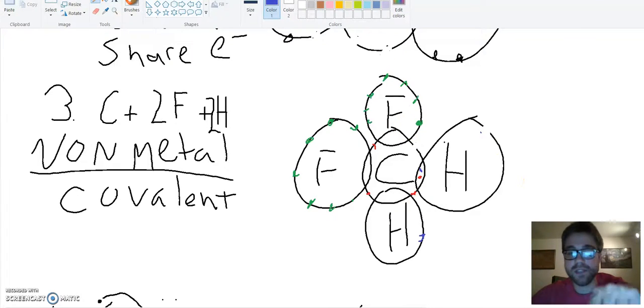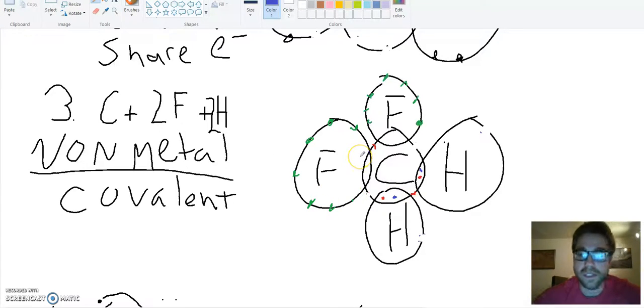Right now this hydrogen is happy. Let's get the other hydrogen happy. So this hydrogen is going to share its 1 electron, and if that hydrogen shares its electron, carbon's going to share an electron. Remember, if one atom shares something, the other is going to share it. So here's carbon sharing, and then here is hydrogen sharing. All right, both hydrogens are happy. Let's make the fluorines happy.